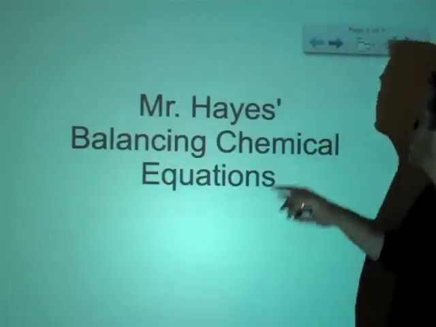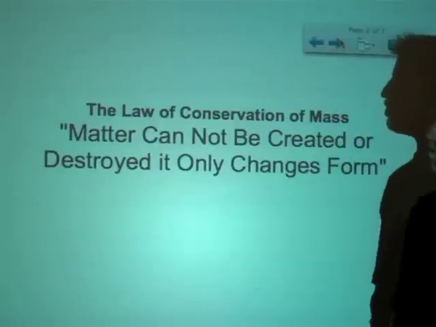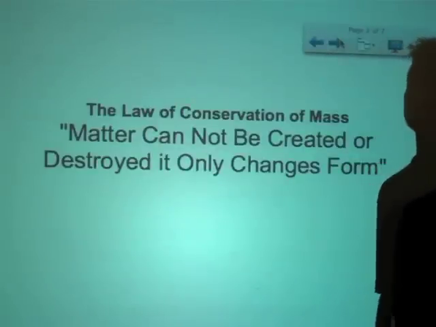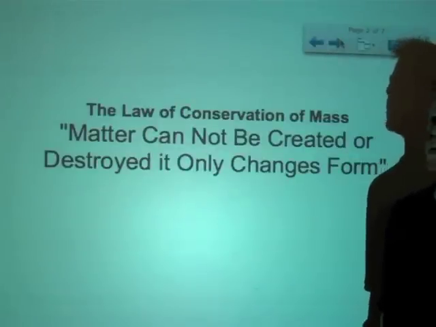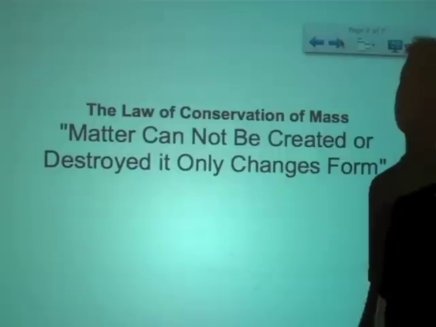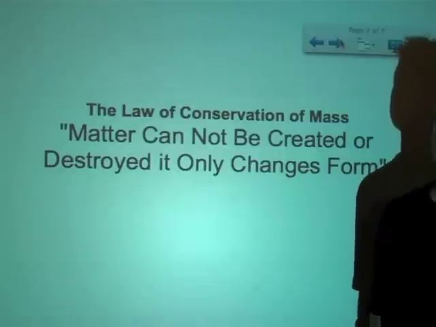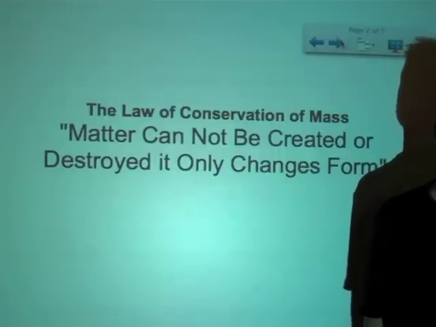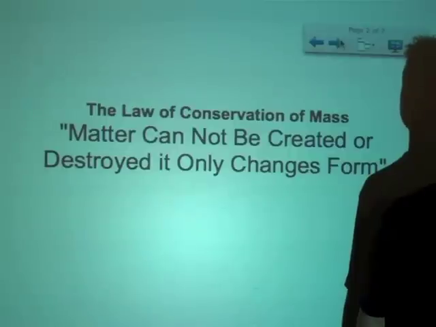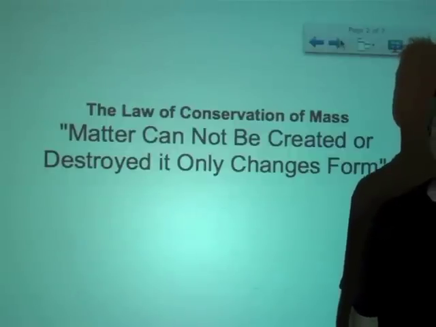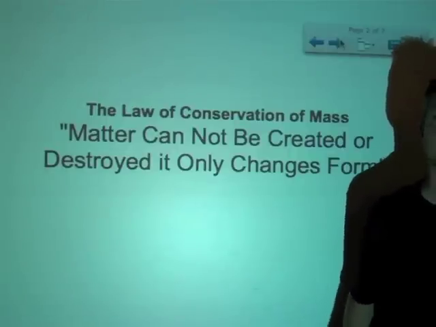But let's kind of look at the beginning stuff. Okay, the first thing we want to notice is there is a law that basically says that matter cannot be created or destroyed. It only changes form. Now this is the law of conservation of mass, which basically says that whatever we start with, all the atoms that we begin with in the reactants have to be the same atoms and the same types as we find in the products.